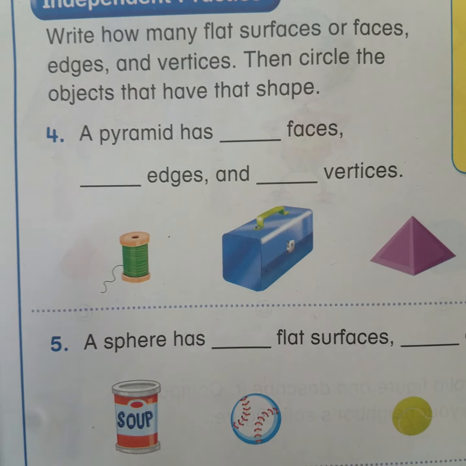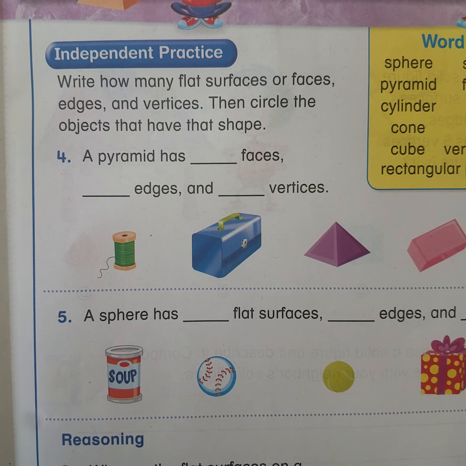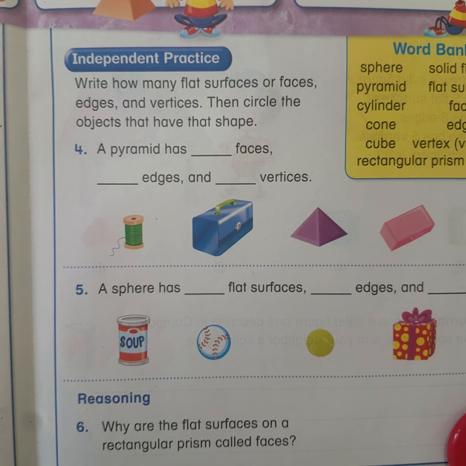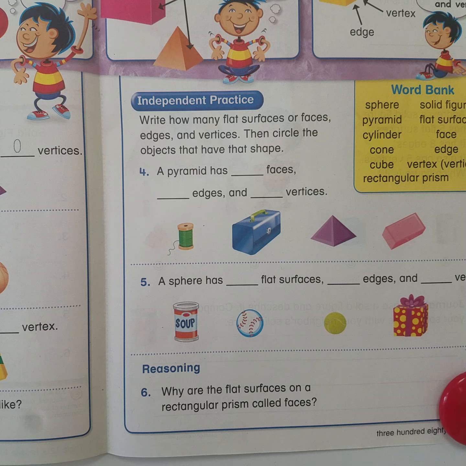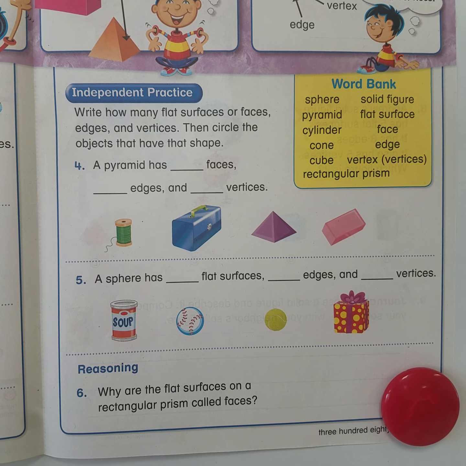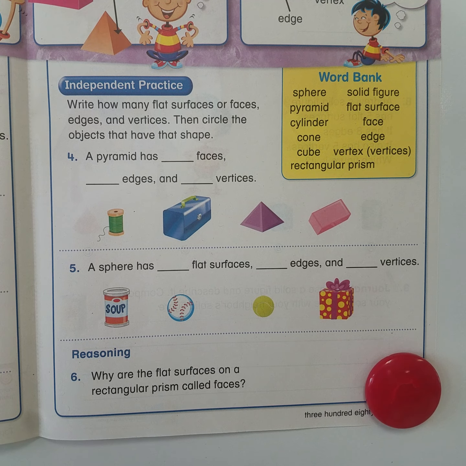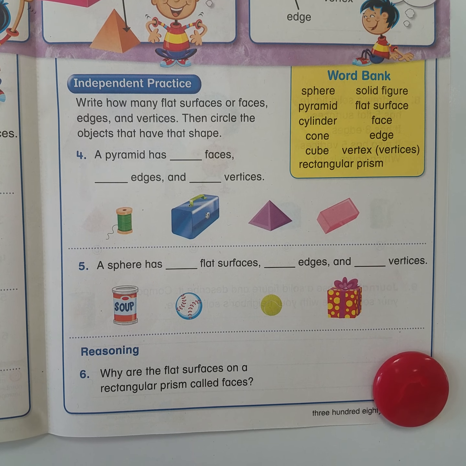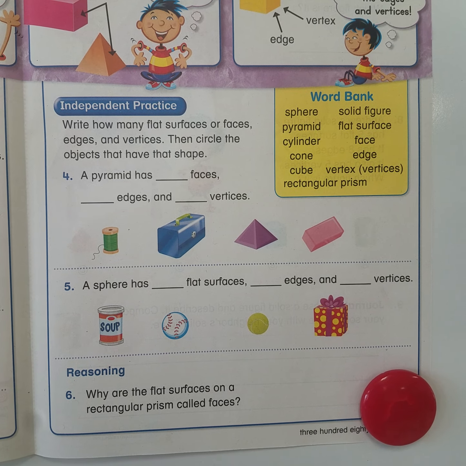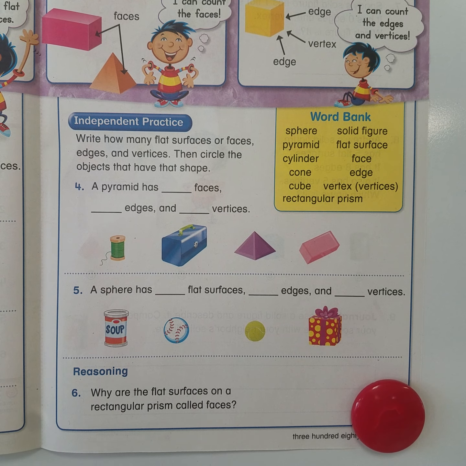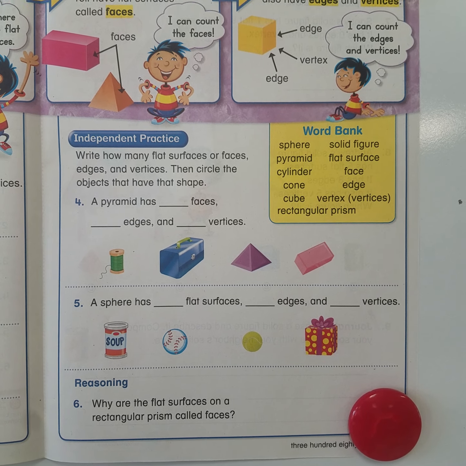And then there's a whole different instruction here. Then circle the objects that have that shape. Okay? I want you to do 1 through 6. And then after you do 1 through 6 to get some practice, you're going to do the worksheet that goes with 12.1. And you are going to take a picture of that and send it to me. All right, good job. Good luck.